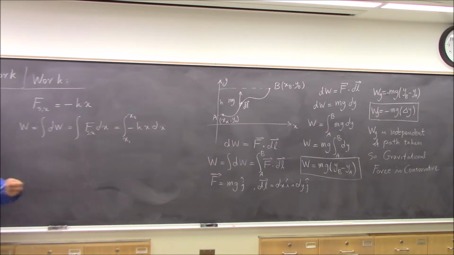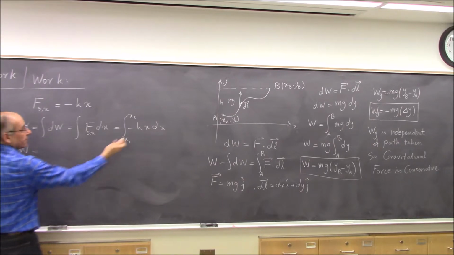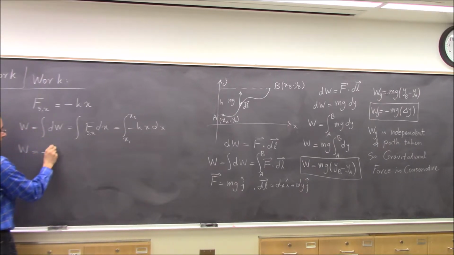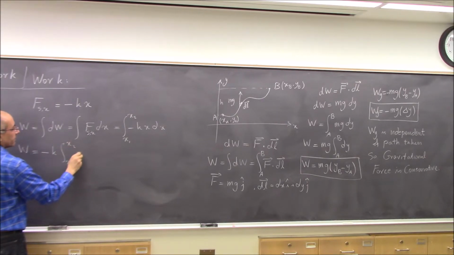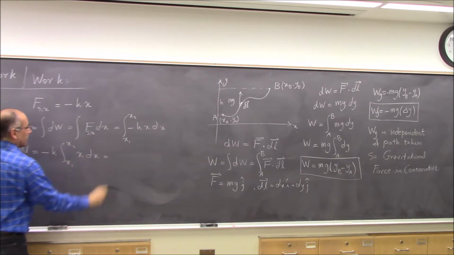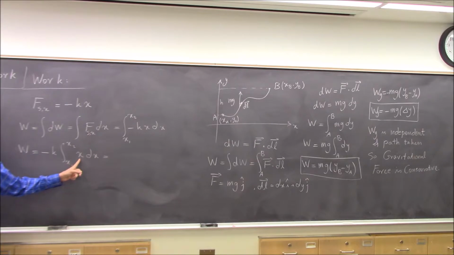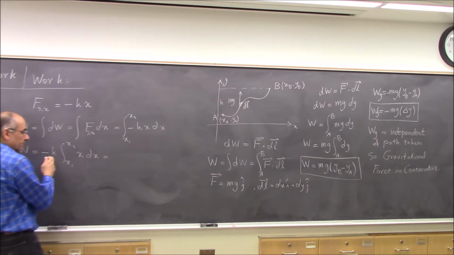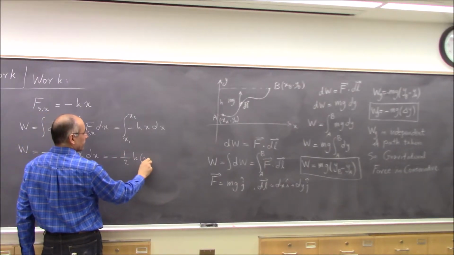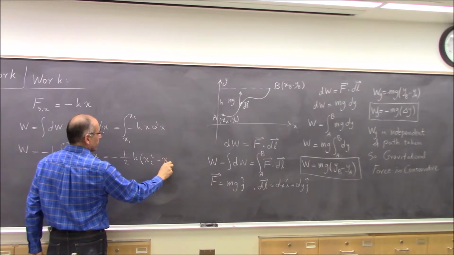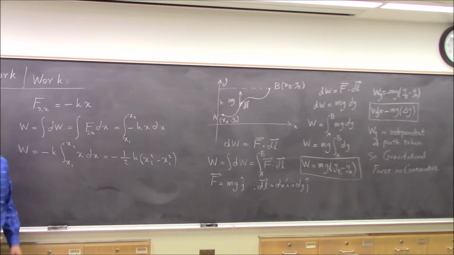Right? You go from point x1 to point x2, and W will be negative k comes out, integral from x1 to x2, x dx. And what is the integral of x dx? X squared over 2, 1/2 x squared. 1/2 can put outside, so it becomes x2 squared minus x1 squared. Right?